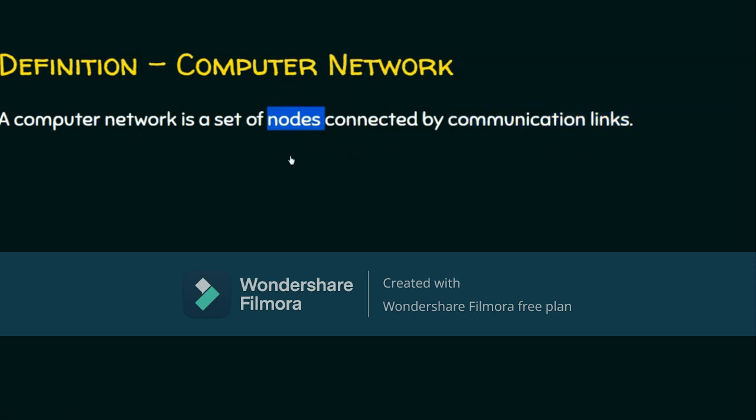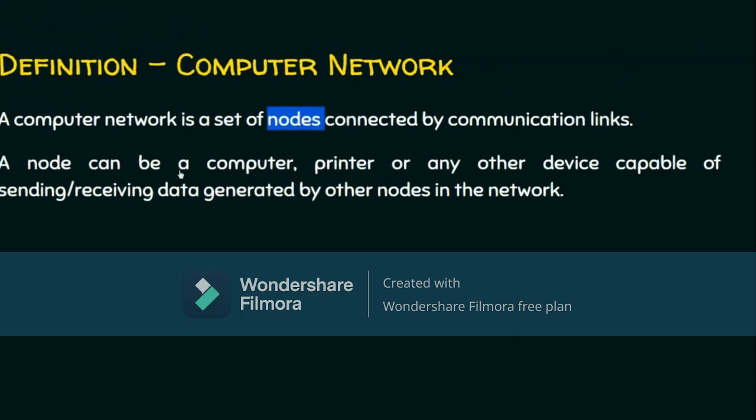Firstly, we will concentrate on nodes. A node can be a computer, printer, or any other device capable of sending or receiving data. Say you have a device. If that device can send data or receive data or both send and receive data, then we can call that device a node. So a node can be a computer, printer, or any device, but the important point to note here is that the device should be capable of sending or receiving the data.